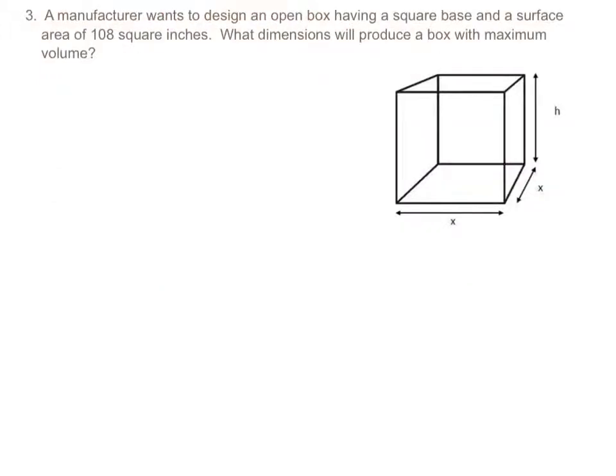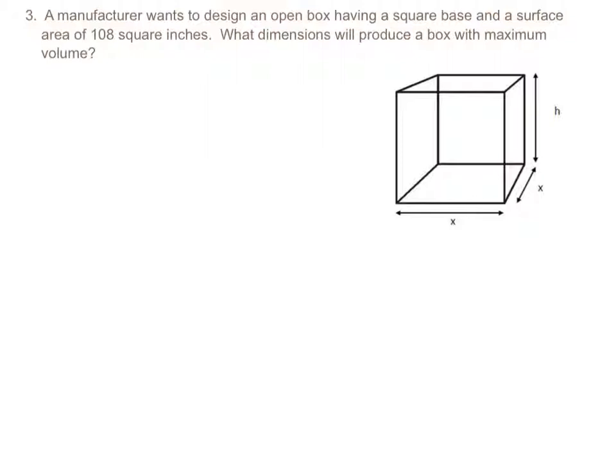Example 3. A manufacturer wants to design an open box having a square base and a surface area of 108 square inches. What dimensions will produce a box with maximum volume? This is a problem where it may be helpful for you to draw a picture just to get an idea of what is going on here. So here we have a cube. Now our cube is not going to have a top to it. So it's a box that has a square base.